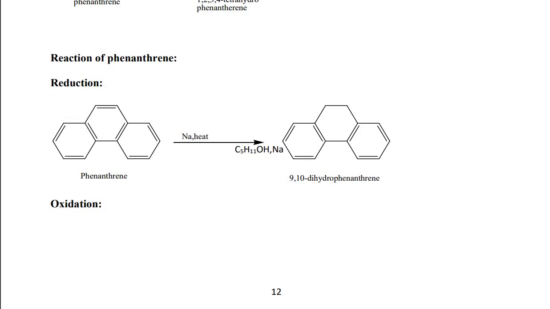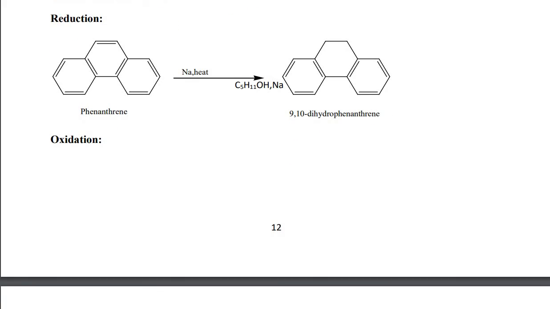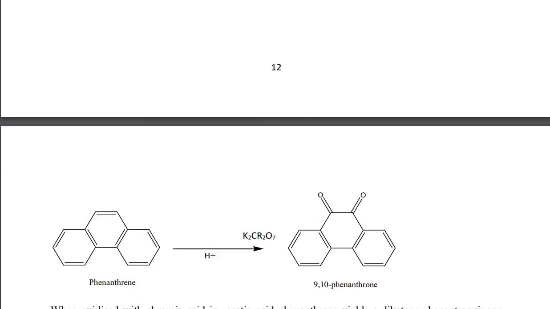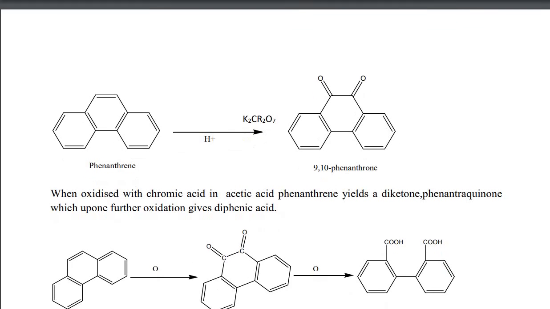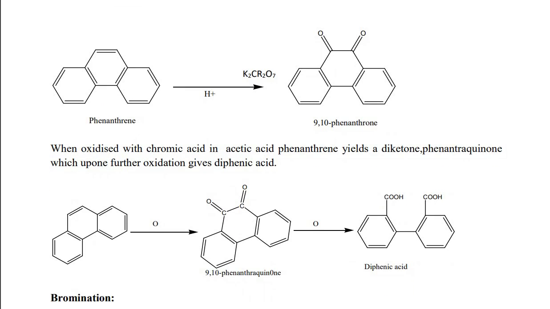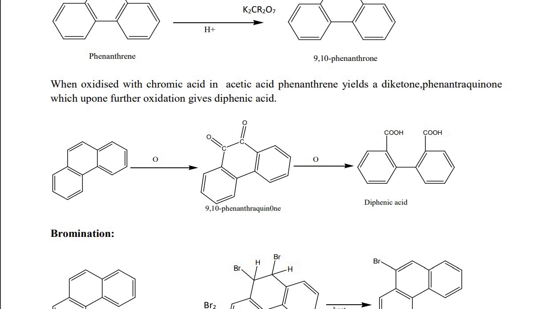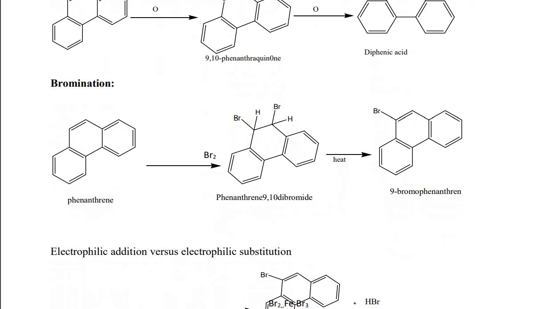Reactions of phenanthrene. Reduction: phenanthrene undergoes reduction in presence of alcohol and sodium, and you will get 9,10-dihydrophenanthrene. In case of chromic acid, you will get 9,10-phenanthrone, and on oxidation you will get 9,10-phenanthroquinone, and after that further oxidation will break the carbon-carbon bond and diphenic acid will form.